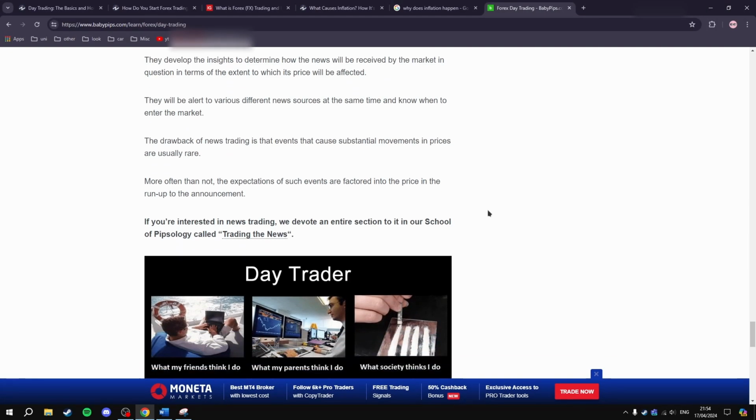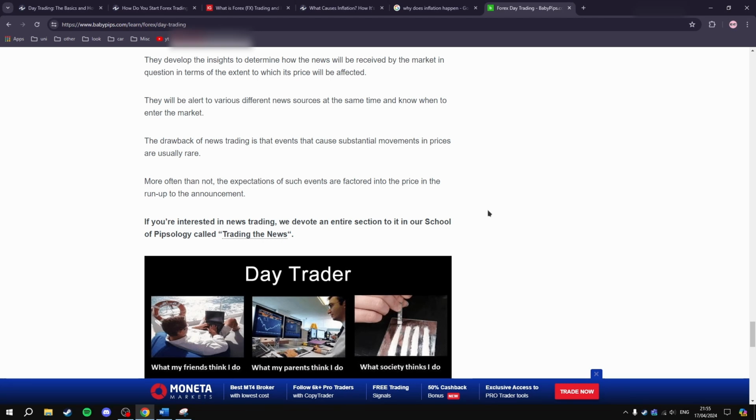They develop the insights to determine how the news will be received by the market in question in terms of the extent to which its price will be affected. They will be alerted to various different news sources at the same time and know when to enter the markets.